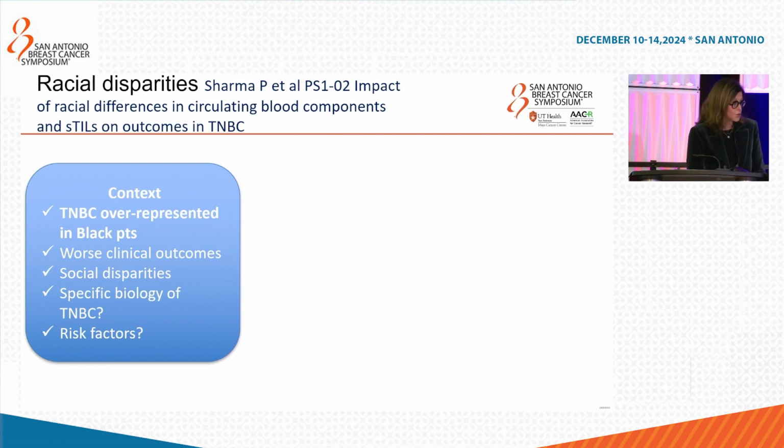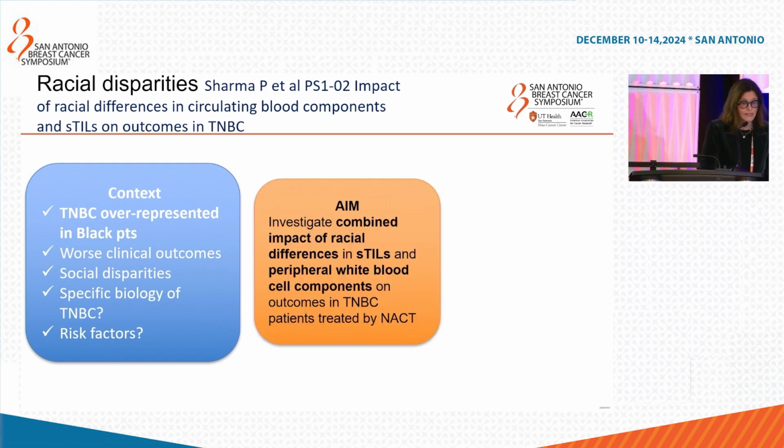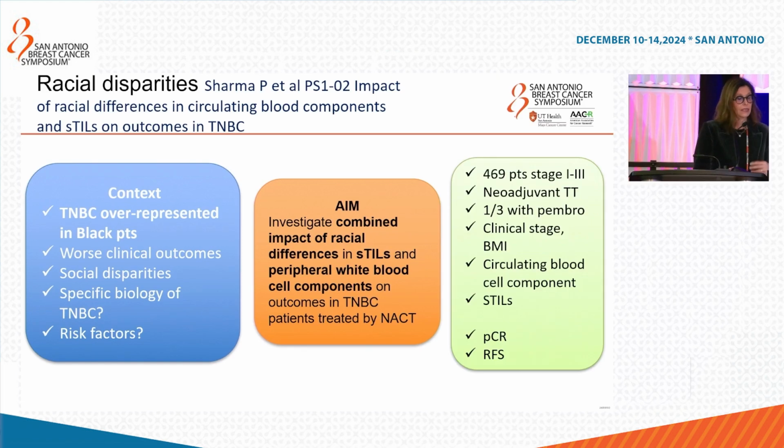It can be explained by social disparities, but also by specific biology of triple-negative breast cancer, and probably by specific risk factors. The aim of the study is to investigate the combined impact of racial differences, looking at stromal TILs and peripheral white blood cell components, on the outcome of triple-negative breast cancer patients treated by neoadjuvant chemotherapy. They have a large series of 469 patients treated by neoadjuvant treatment.